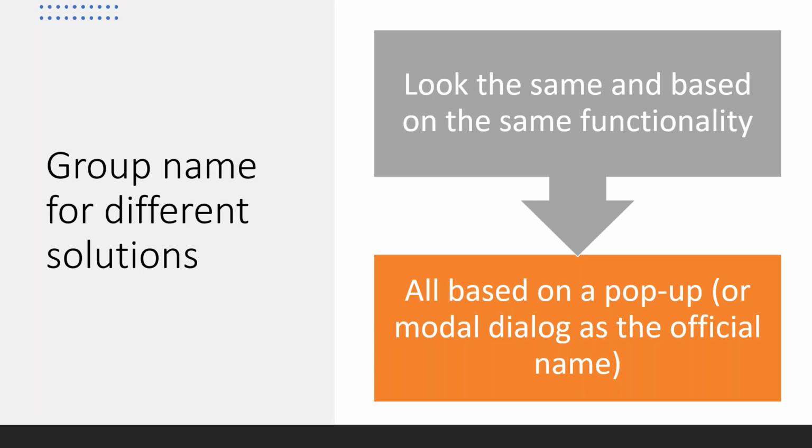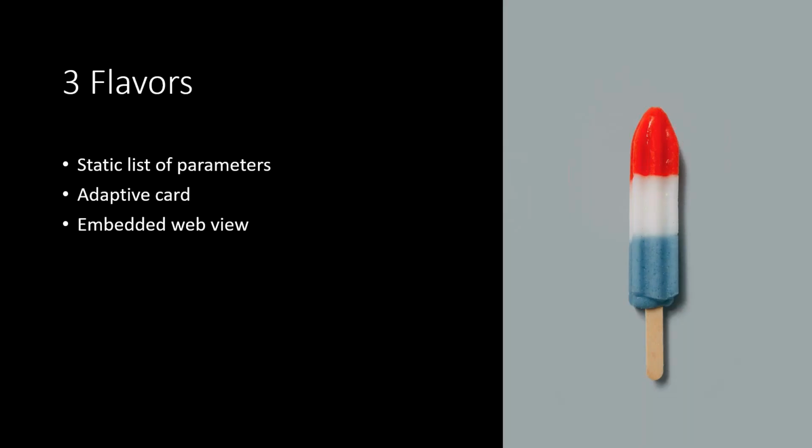Well, they look and feel the same, so that's why they group them together, and they're all based on a pop-up. So on a modal dialog, modal dialog is the official name, but you get a pop-up. But you can do different things, so it's a group name, action-based. You've got three kinds of flavors for the action-based. You have a static list of parameters, which is the simplest way to get started. Teams takes care of everything. We can send an adaptive card, or we can have an embedded web view.